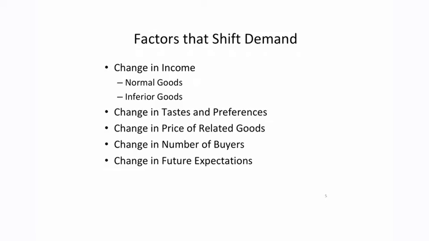But in fact, we need to differentiate between two types of goods. With a change in income, if we are talking about a normal good, higher income means higher quantity demanded at each price point. But if we are talking about an inferior good, with more income, we actually demand less of the good because the good is considered inferior.